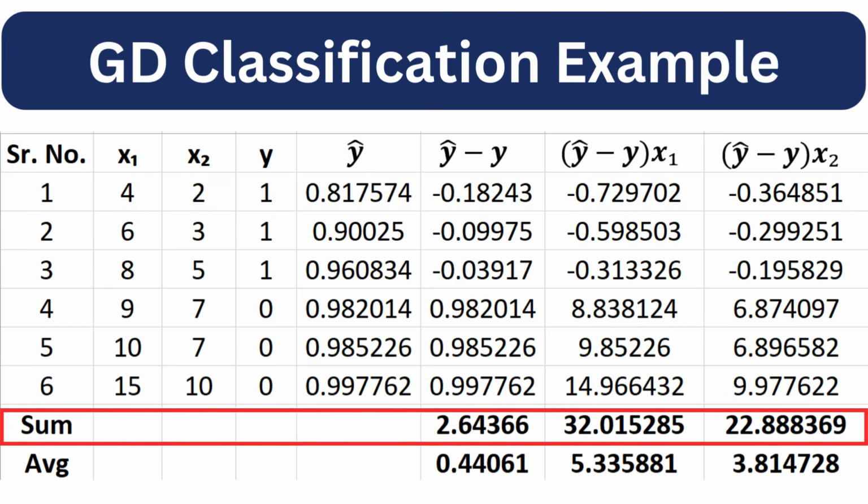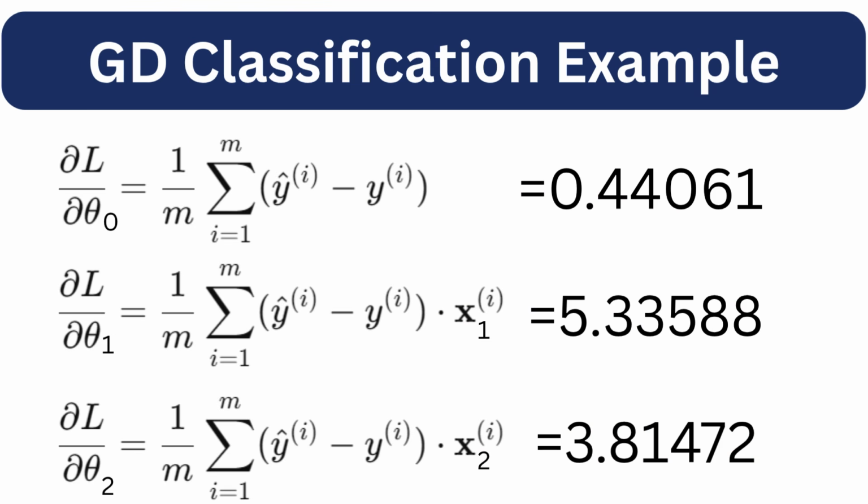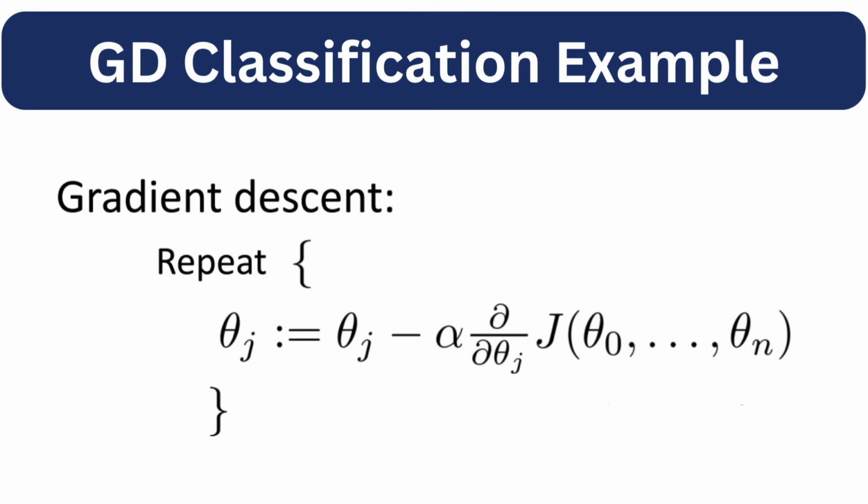Now we will take the sum of the last three columns, y hat minus y, y hat minus y times x1, and y hat minus y times x2. And then we will divide them by 6, so we get the average. So now we have the gradients of the loss function with respect to theta 0, theta 1 and theta 2. Now by using the gradient descent formula, we can update the parameters theta 0, theta 1 and theta 2.